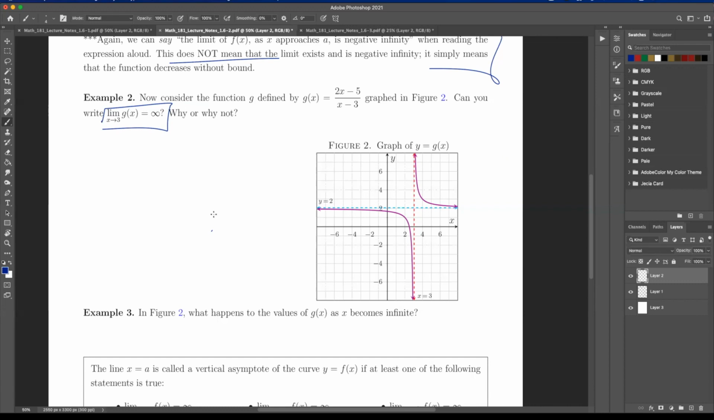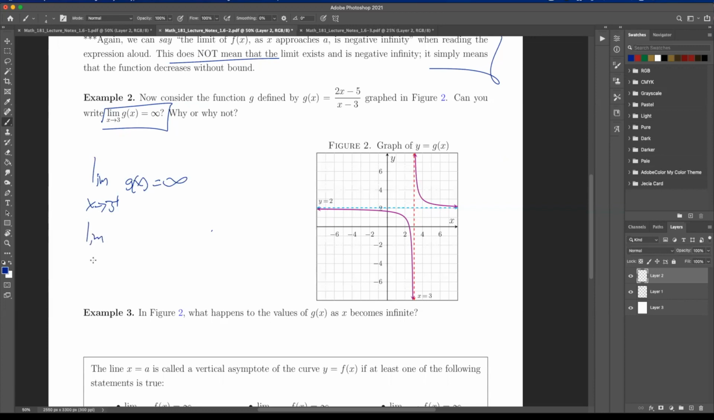It cannot equal infinity. Okay, so what's going on here? So let's look at this in a little bit more detail. Let's do it from the right side. So it's the limit of x approaches 3 from the right-hand side of g of x. This certainly looks like it's going to infinity, right? Because here I just get larger and larger and larger numbers.